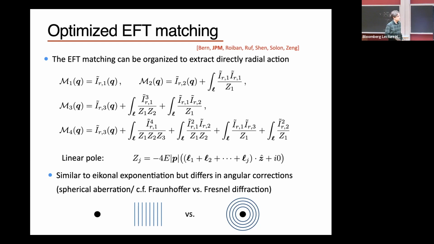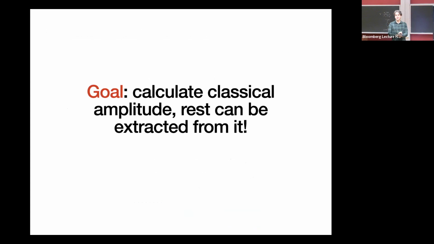Okay, so the goal is to calculate this classical amplitude, and then I can extract everything from it, as I explained, by some matching procedure, either to an EFT or to a classical on-shell action, which I can compute with some ansatz potential to match the coefficients. So we just need this amplitude in GR, which is actually the hard part of the calculation. Everything I said is kind of nice, but it's easy. The hard part is how to calculate this amplitude.